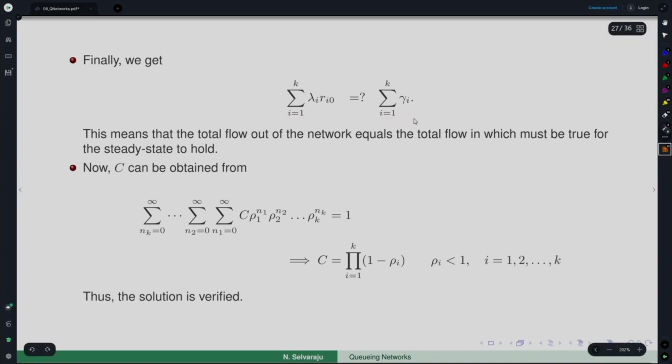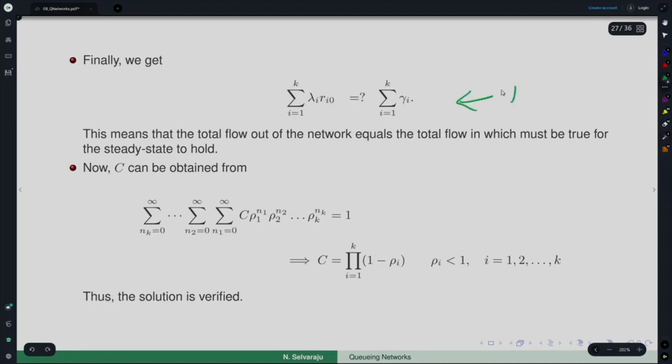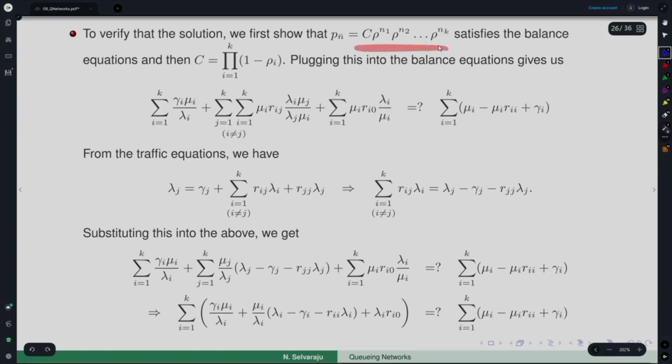Now, what does this mean? This is the sum of flow into the network from all nodes, and this is the sum of flow out of the network from all nodes. So, from the ith node with probability r I 0 it goes out, so this is the flow out from the ith node, summed over all the nodes. For an equilibrium to hold, this must be equal, and hence this is true, and hence the form here satisfies the balance equation.